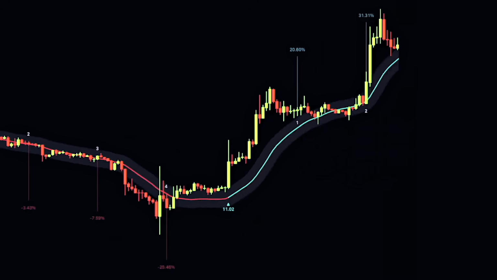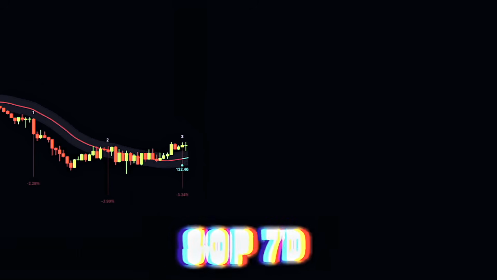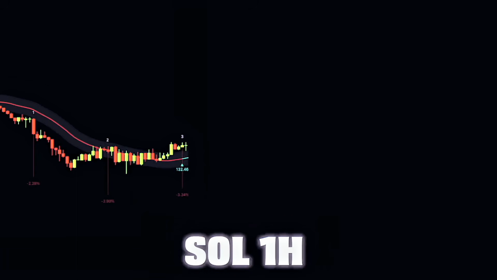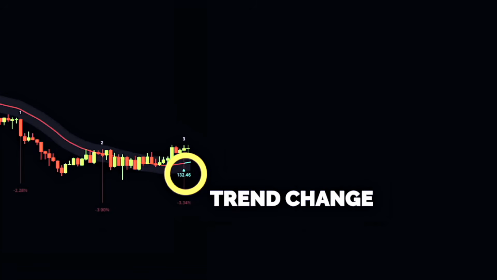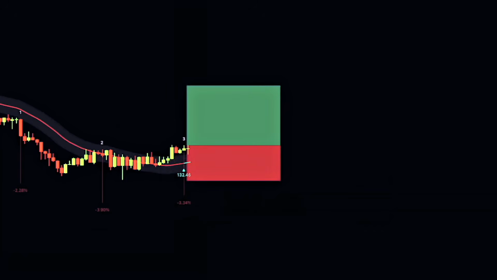On top of that, adaptive channel bands shift dynamically, showing trend strength and potential reversal areas. Here's a strategy with this tool that's proven effective. I'm looking at Solana on the 1-hour chart with default settings. For a long trade, first, the indicator must mark a shift from bearish to bullish. But here's the catch. Don't jump in right away. That's where most traders go wrong.